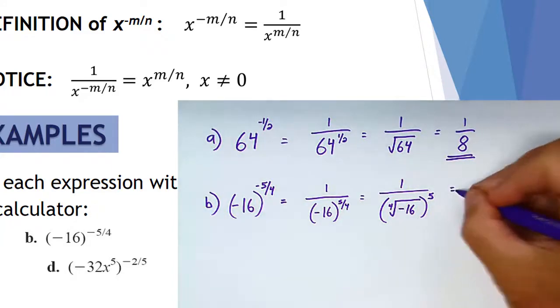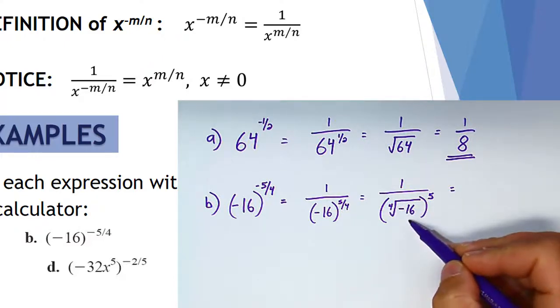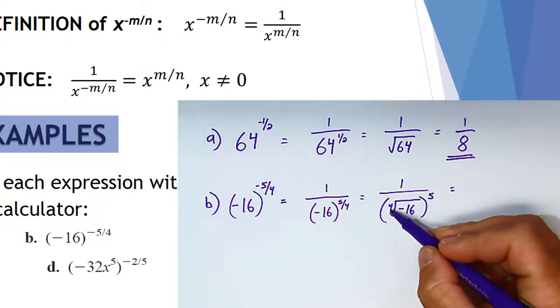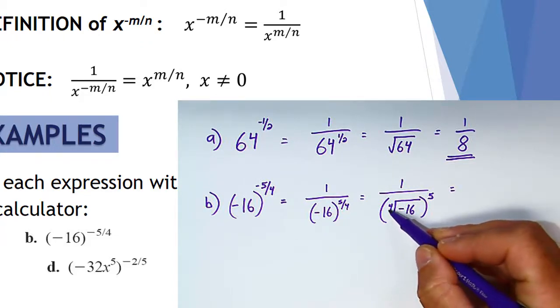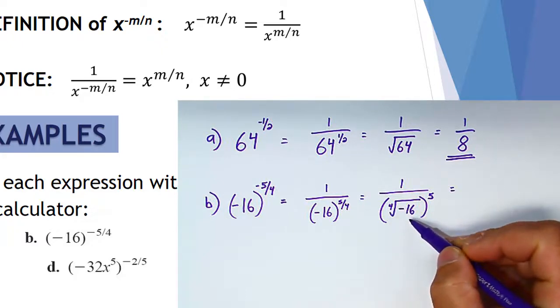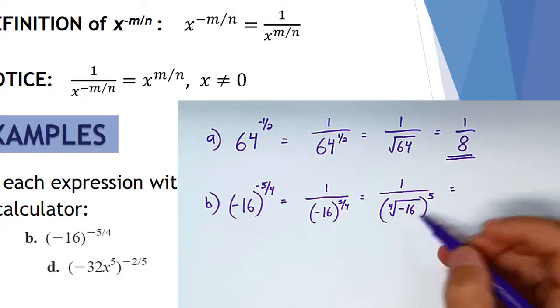But right here we have a problem. The 4th root of negative 16. We can't take an even root of a negative number. We can't take the square root or the 4th root or anything else. There's nothing raised to a 4th power that will give us negative 16. So as it turns out, that number is imaginary.